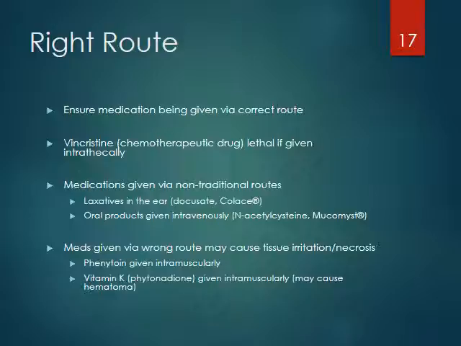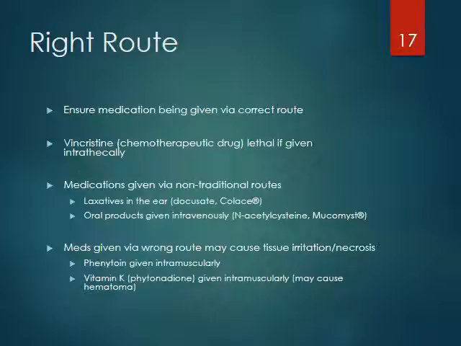You can also have issues where medications may cause tissue irritation or necrosis if given via the wrong route. A good example of this would be phenytoin, which is an anti-epileptic. If given intramuscularly, you can see tissue necrosis based on the high pH of the product, about a pH of 11. So they have a more water-soluble form that can be given intramuscularly, and that would be fosphenytoin.